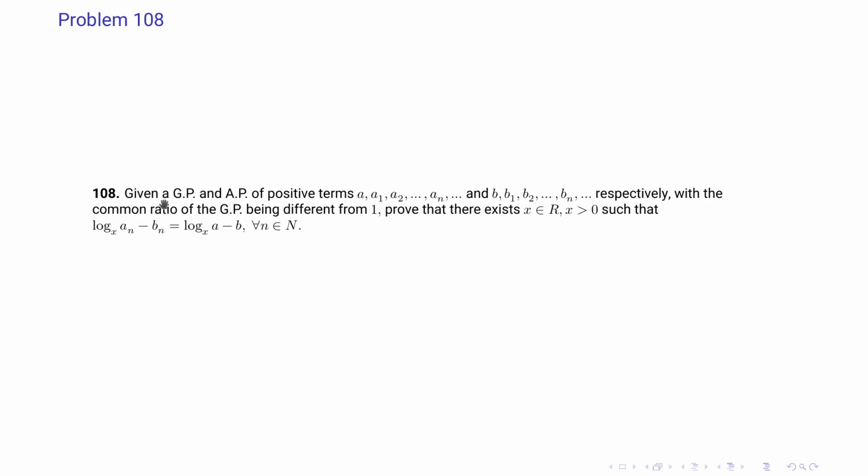Problem 108 says that given a GP and an AP of positive terms a, a1, a2, up to an and so on, and b, b1, b2, up to bn and so on, respectively, with the common ratio of the GP being different from 1. Prove that there exists an x in the set of real numbers greater than 0 such that log of an with base x minus bn is equal to log of a with base x minus b, where n belongs to the set of natural numbers.